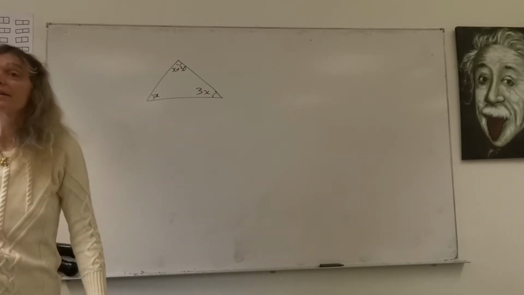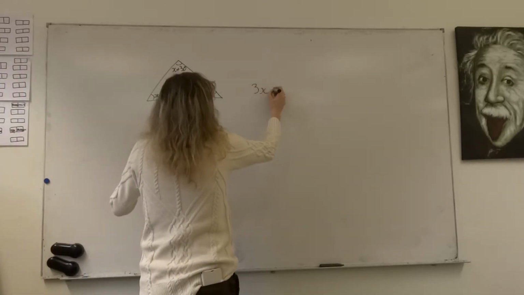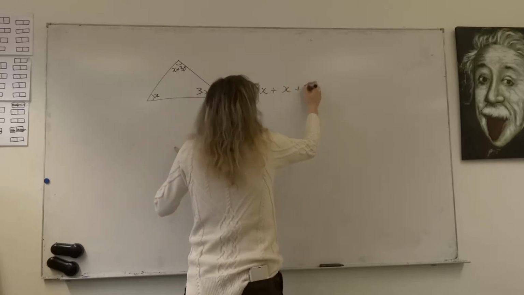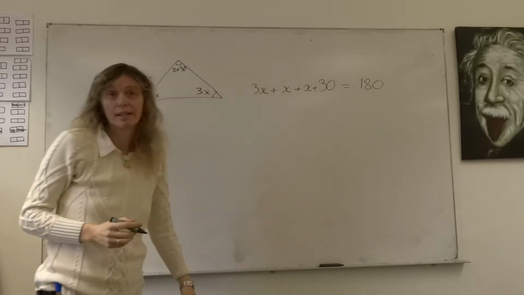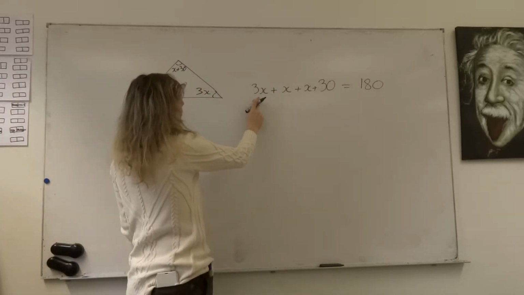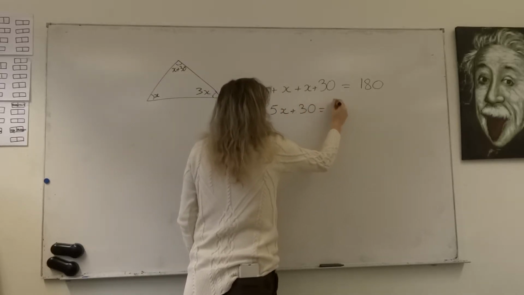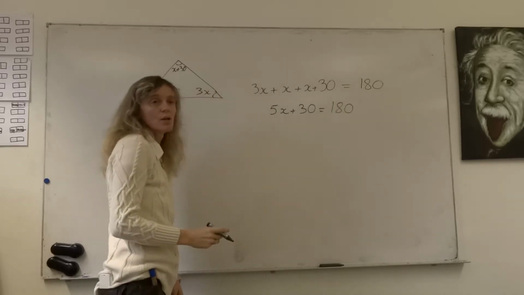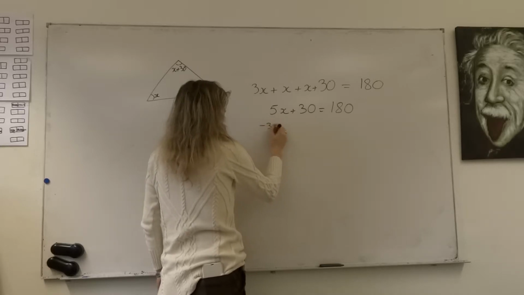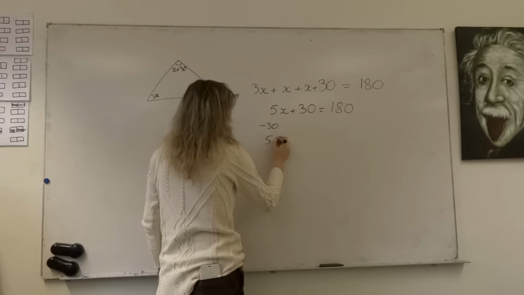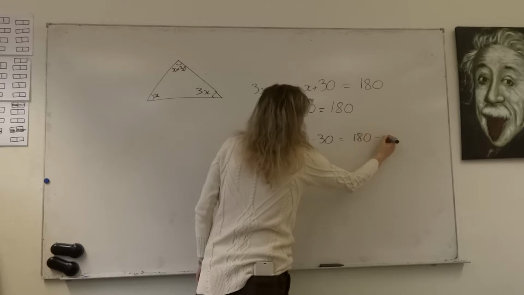Well, you know that all the angles in a triangle add up to 180. So what do you know? You know that 3x plus x plus x plus 30 must equal 180. So now we solve. How many x's have we got? 3, 4, 5. We know that 5x plus 30 equals 180. So we subtract 30 from both sides, so we get 5x plus 30 minus 30 equals 180 minus 30.